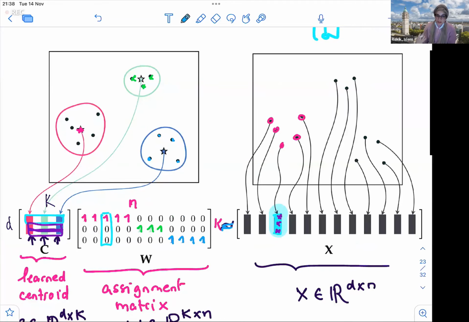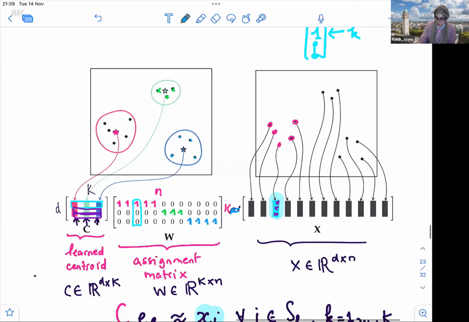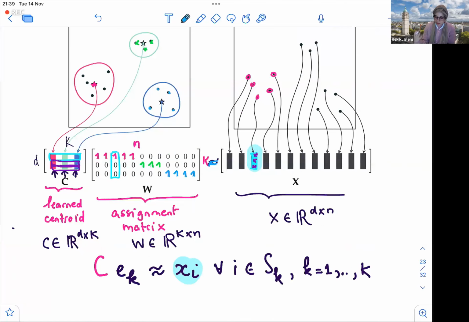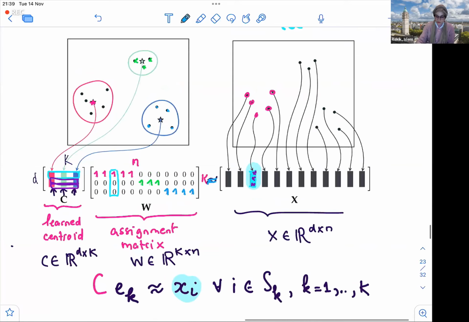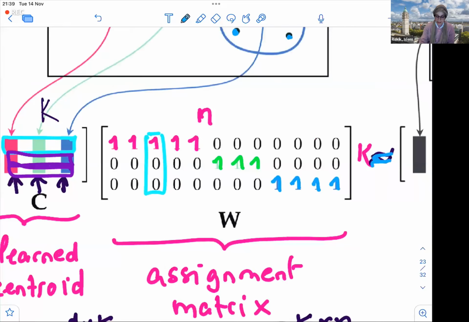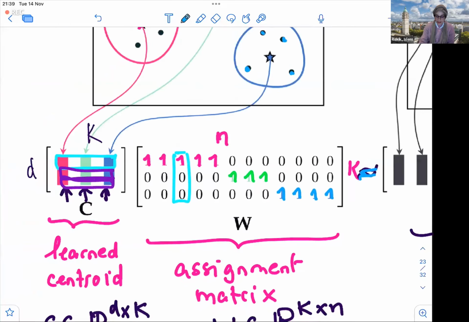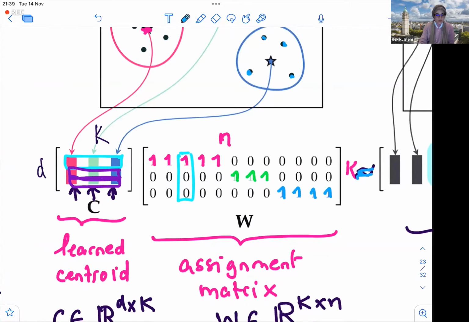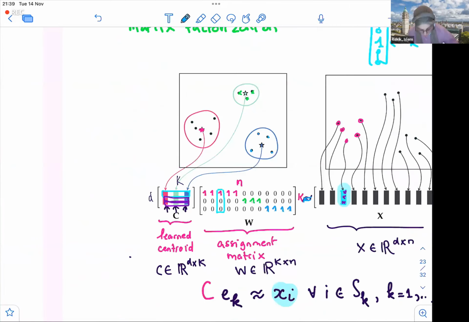So you guys can take some time to think this through, but this is a nice formalization of a clustering algorithm using matrix factorization, where we're trying to learn a special format for the W, and a more relaxed format for the C.